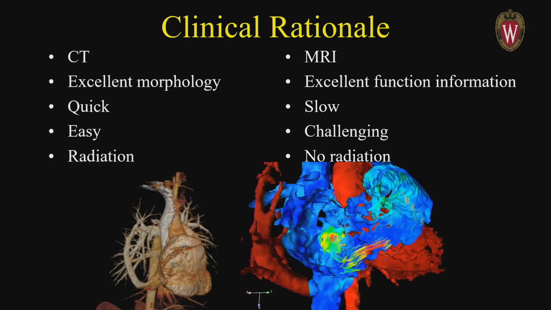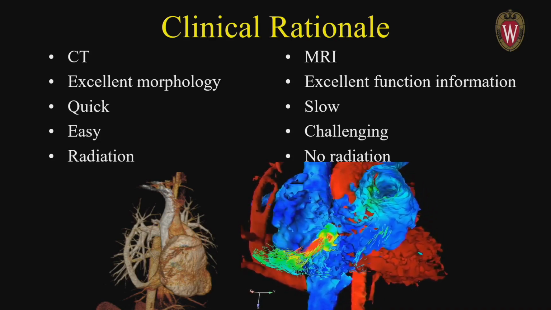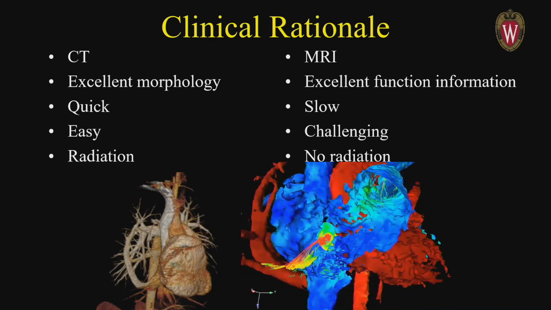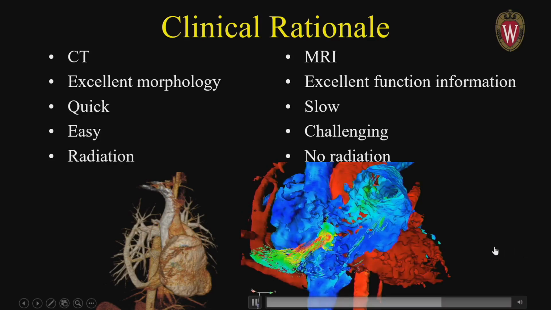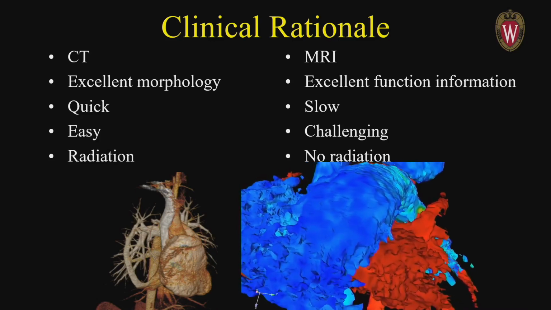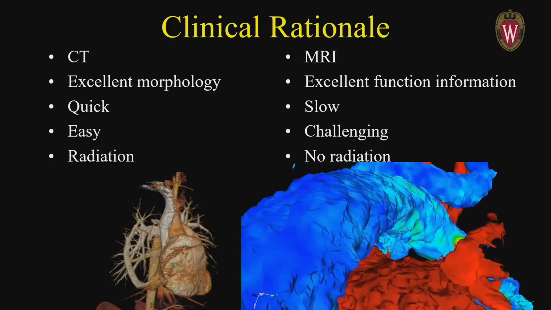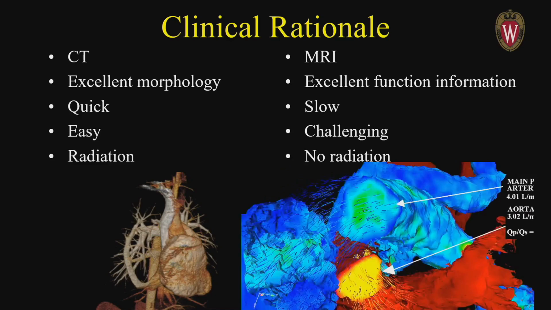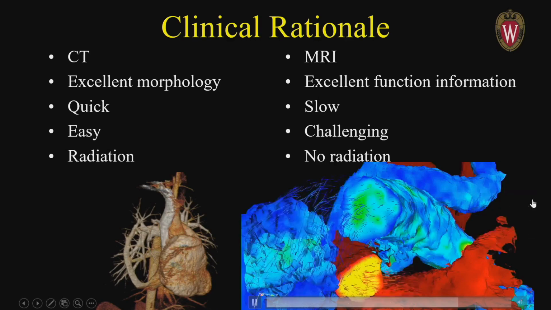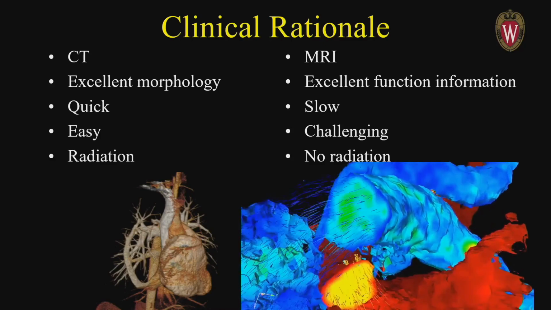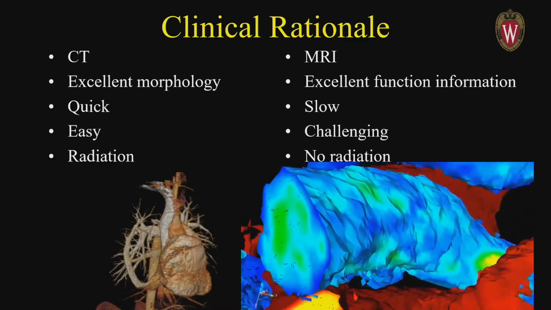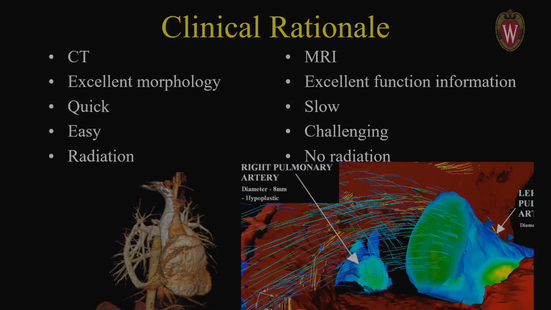Now, in order to decide how and when to correct that ASD, we also want to assess the pulmonary to systemic flow, the QP to QS. And these techniques also allow us to do that. We can zoom in on this area and place a cut plane through the pulmonary artery and the aorta. And here we measure the flow in the pulmonary artery as 4 liters and the aorta as 3 liters, indicating a shunt over 1.5, which tells us that that ASD should also be corrected.